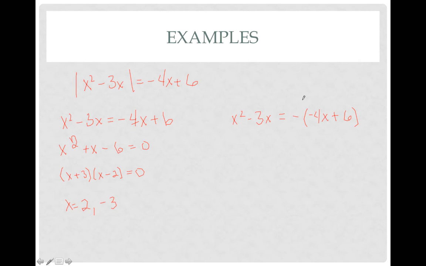Here, this is actually a 4x minus 6. So let's take a look at that. I get x squared. I'd have to subtract 4x and add 6. This one also nicely factors for us. And this tells me x is equal to 1 and 6.